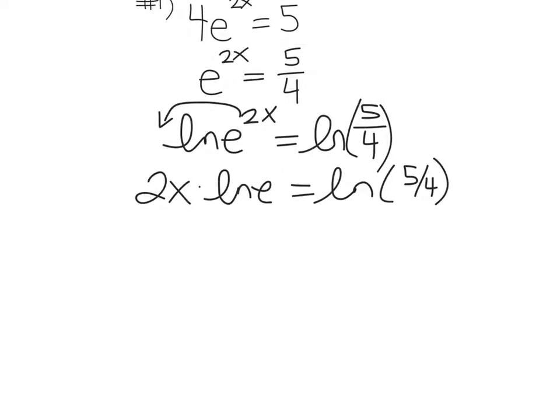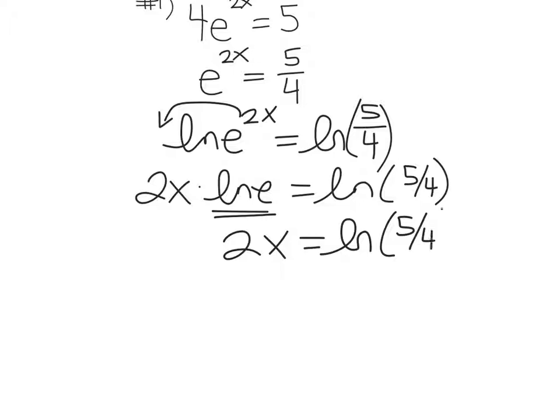All right, so there he is. You see Lenny? He's so cute. He's just 1. Lenny's 1. He's just a little baby. So you get 2x times 1, 2x equals the natural log of 5/4. And then to solve for x, last step, divide by 2. And we're going to round to 3 decimal places, is what they say.